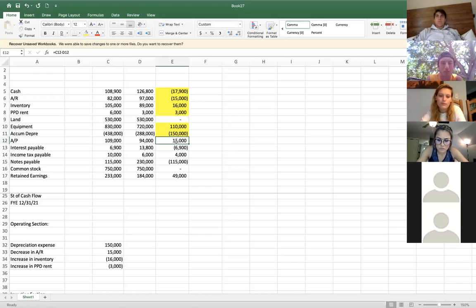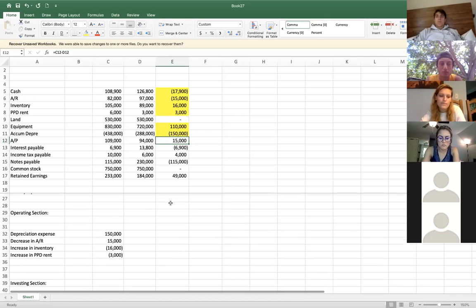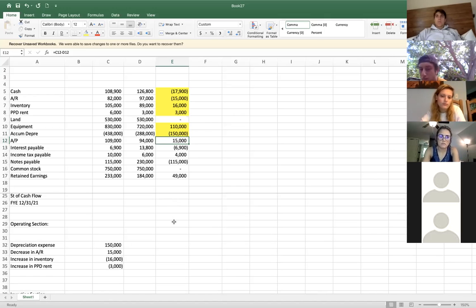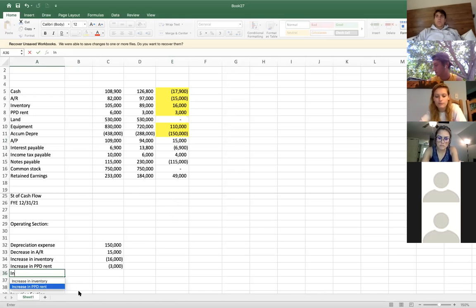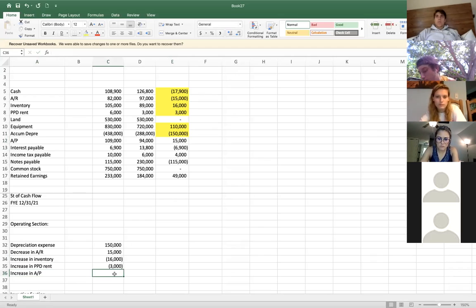Now I've got accounts payable. Accounts payable went up. What kind of an account is accounts payable? Liability. Current or long-term? Current. So if it's a current liability, what section does it go in? Operating. So I've got an increase in accounts payable. Now, am I going to add it or subtract it? It's an outflow, so you're going to subtract.